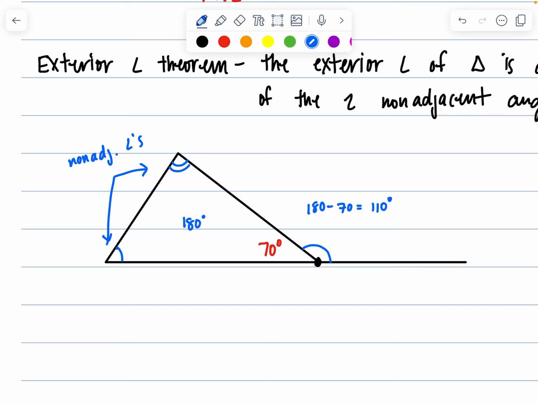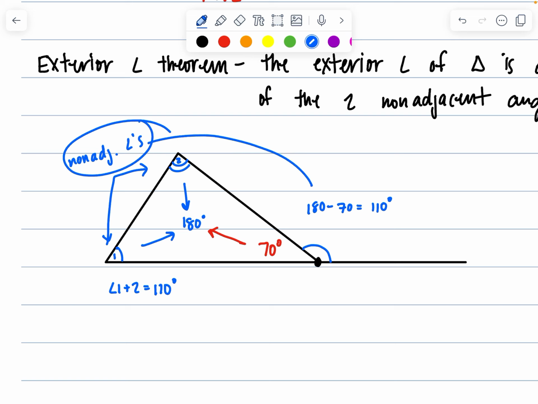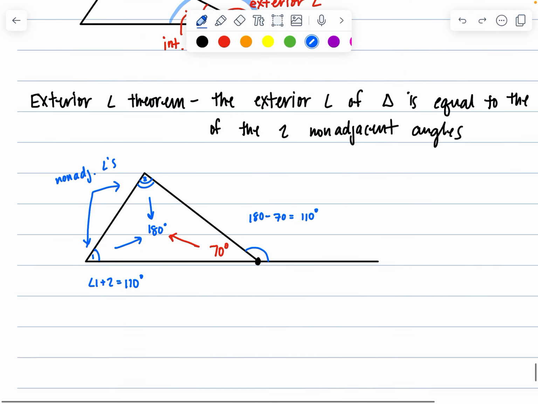Because in order for the triangle angle sum theorem to work, all the angles have to add up to 180. And if we already have 70 from this red one, then these two angles, let's call this 1 and 2, angle 1 plus angle 2 has to be equal to 110 because that is what is remaining once you take out this 70. Okay? So what it is saying is these two non-adjacent angles will always be equal to the exterior angle. Okay? That's it.